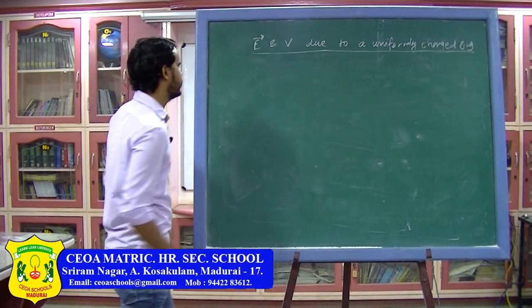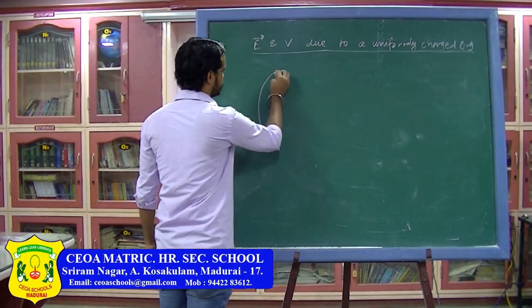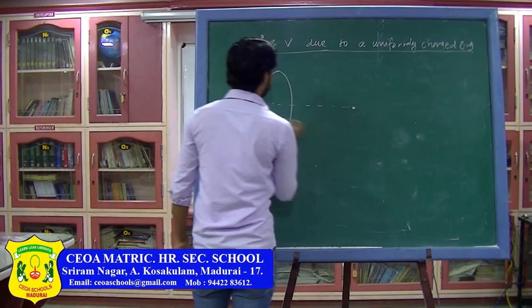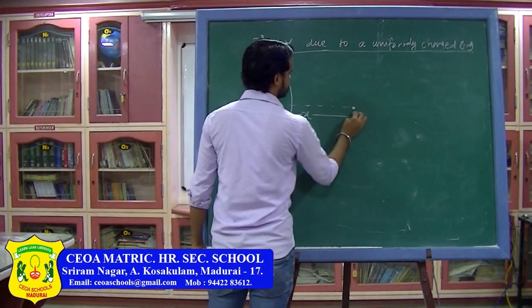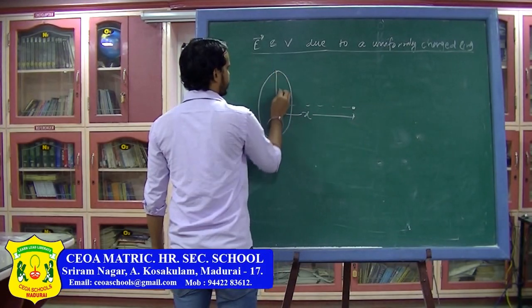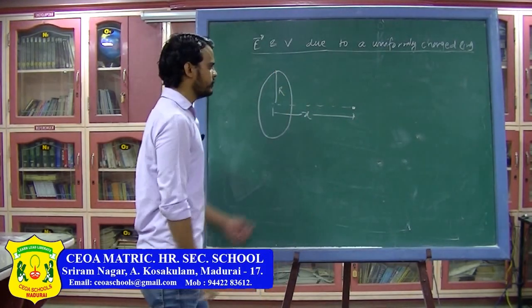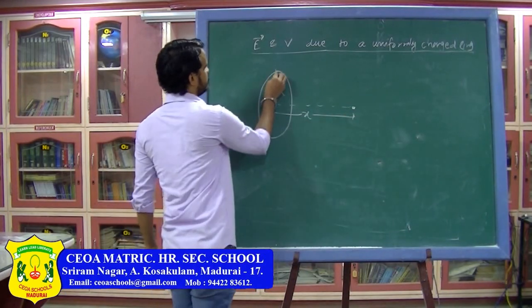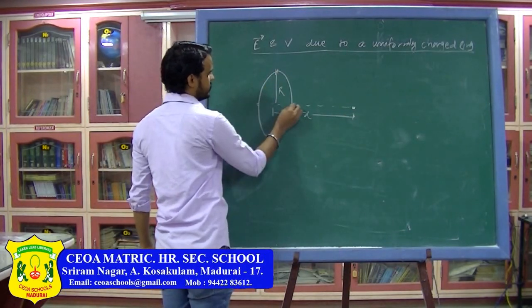Next is electric potential due to the ring on the axis. So, this is the ring again, and the point is at a distance x from the center, and the radius is r. I want to find the electric potential here. To find it, again I can divide the ring into very small charge elements.